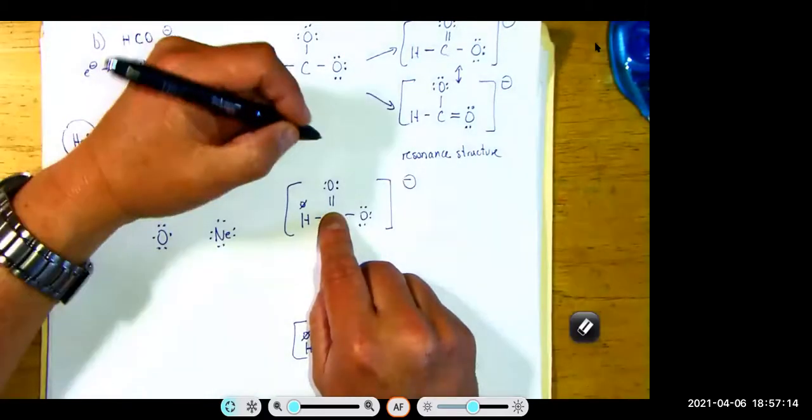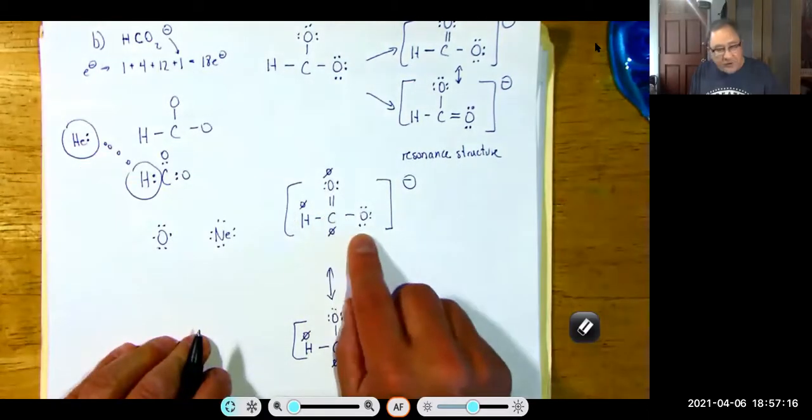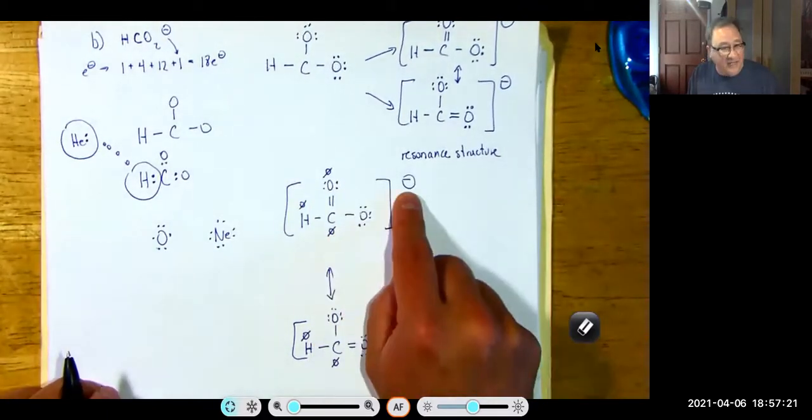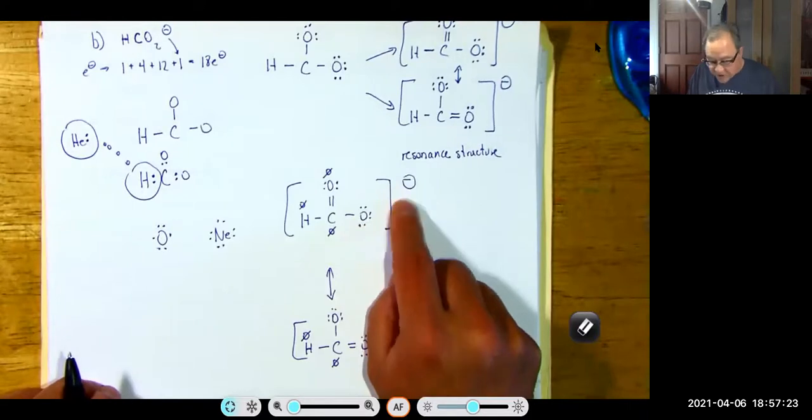0. Okay. Now, an interesting thing is that when you add up all the formal charges, they should be the charge on the thing. So what's the formal charge on this have to be?